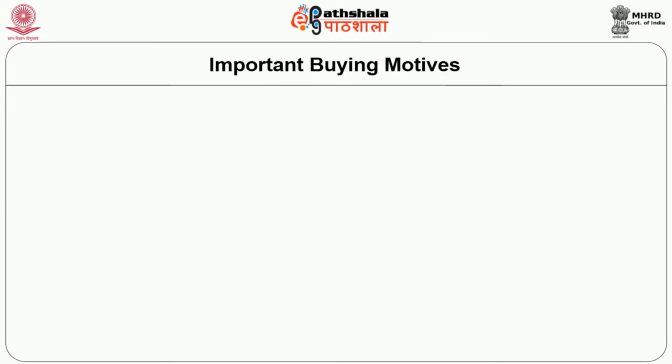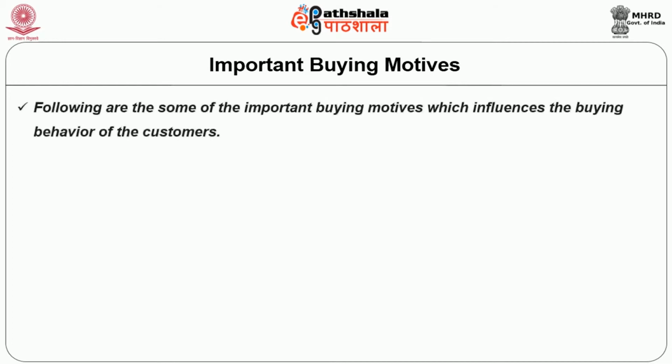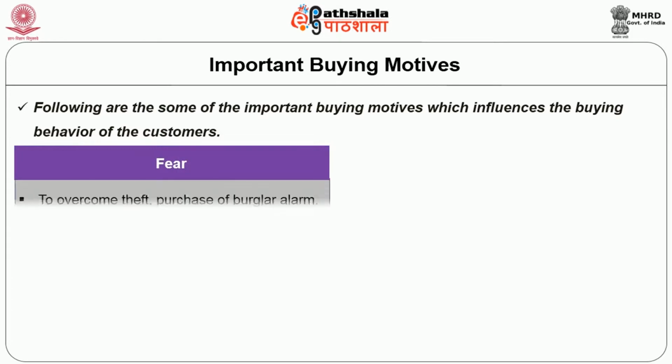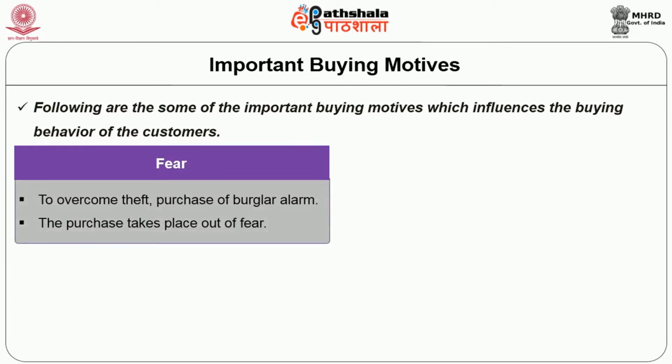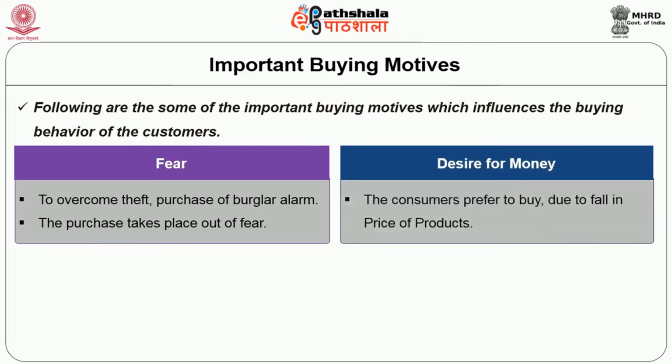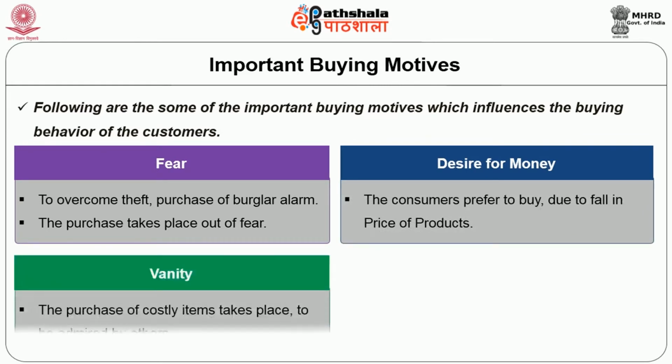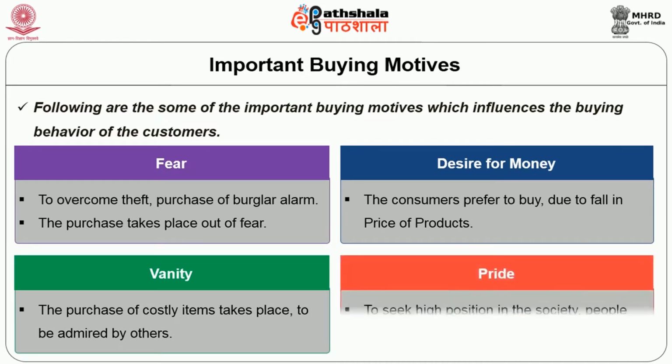Now, we are going to discuss the important buying motives. Following are some of the buying motives which influence the buying behavior of customers. The first one is fear. People make purchases to overcome theft, with items like a burglar alarm. Here the purchase takes place out of fear. Desire for money. Here the consumers prefer to buy due to a fall in the price of products. Vanity. The purchase of costly items takes place to be admired by others. Pride. To seek a high position in society, people buy luxurious items.